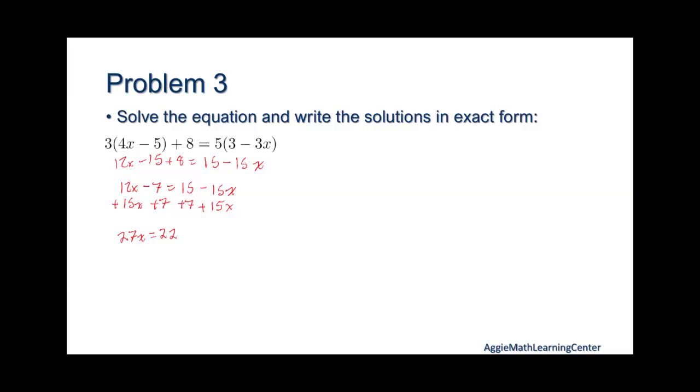And our last step? Divide out the 27. And I don't believe it can be simplified past that. Yes, I agree. And we are correct.